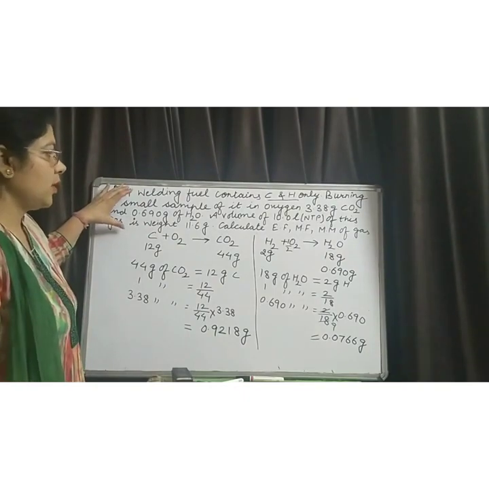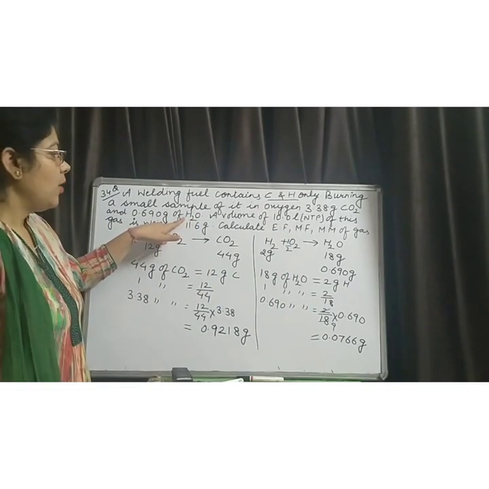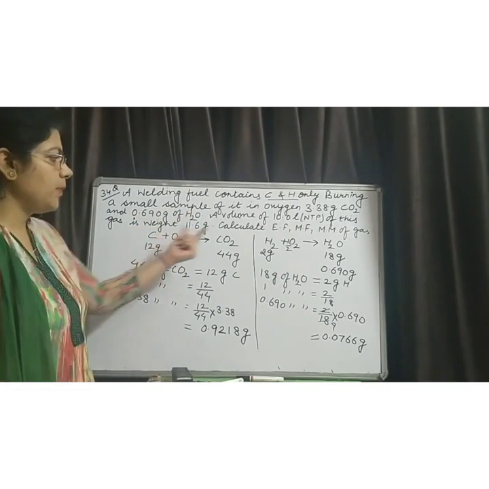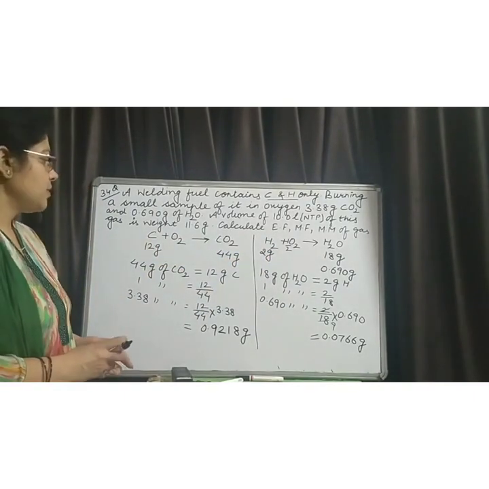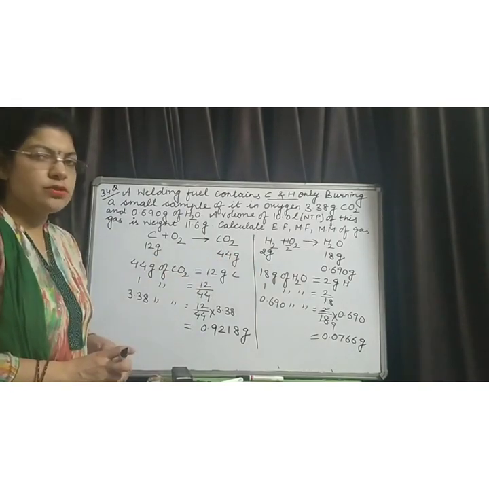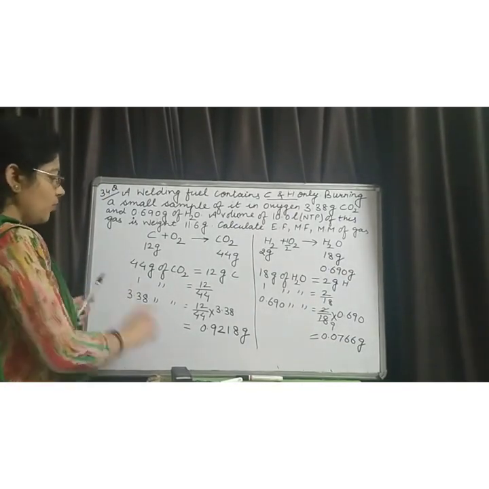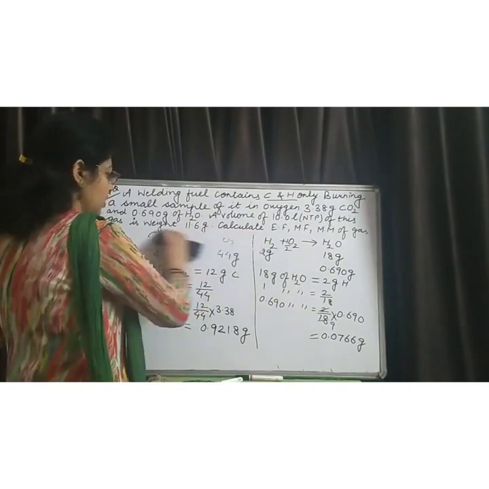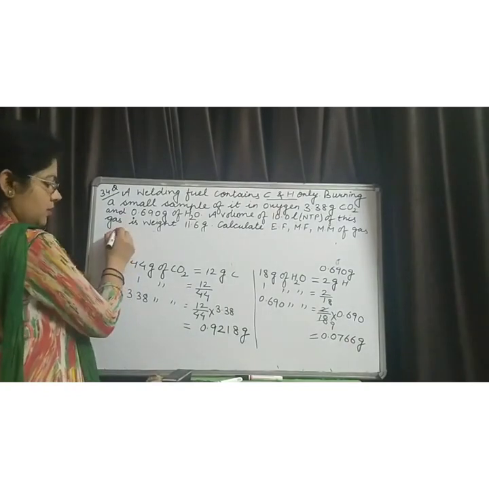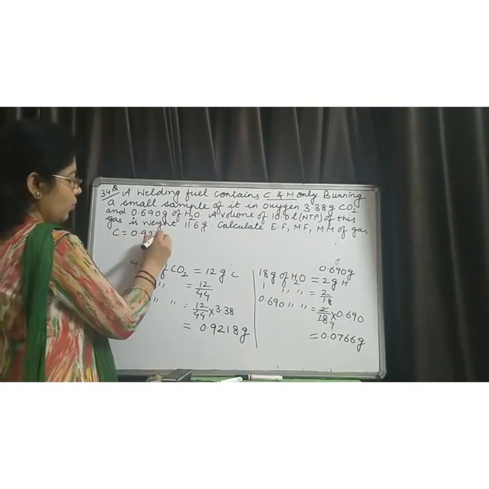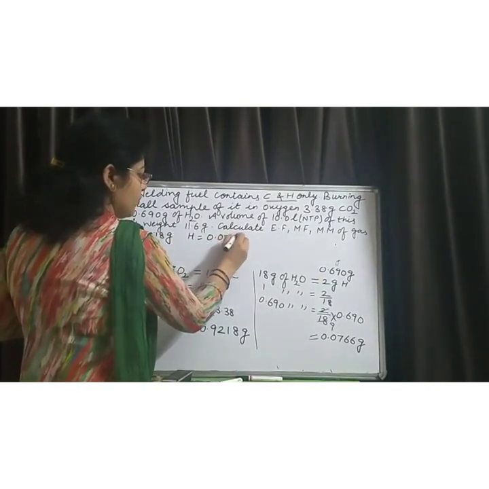In this statement, the amount of carbon dioxide and the amount of water is given to us. From this, we have to find the amount of carbon and the amount of hydrogen. Our next step is to find the percentage of carbon and percentage of hydrogen present in this compound. So I write here the amount of carbon and amount of hydrogen in this compound. In this compound, carbon is 0.9218 gram and hydrogen is 0.0766.